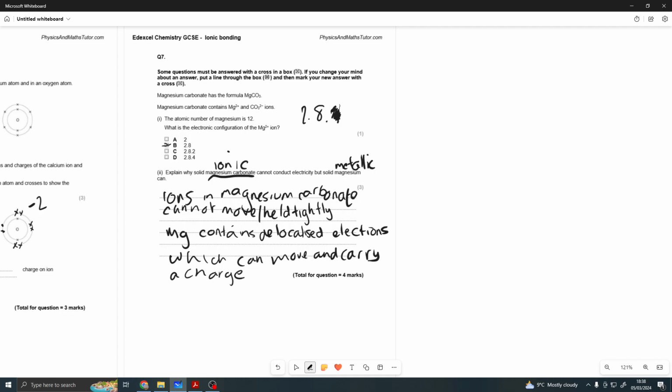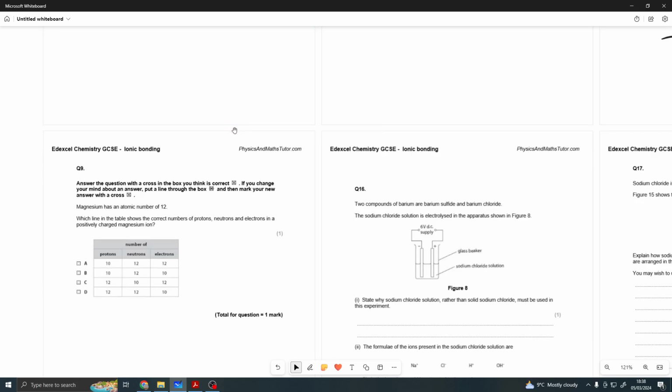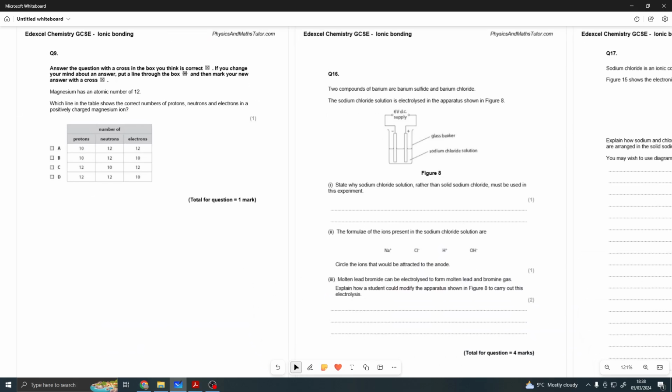If you want to be really super duper fancy, you can just say throughout the structure, i.e. like that, A to B, not randomly in a set way. Delocalized is probably a very much higher tier word. You can say free for foundation, but I would say delocalized is needed for higher. Make sure you say that if you're a higher tier candidate. If you want to say it as a foundation candidate, you do. They will not deduct you marks for using terminology.